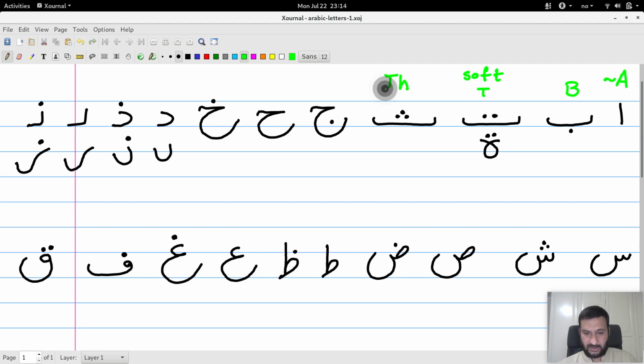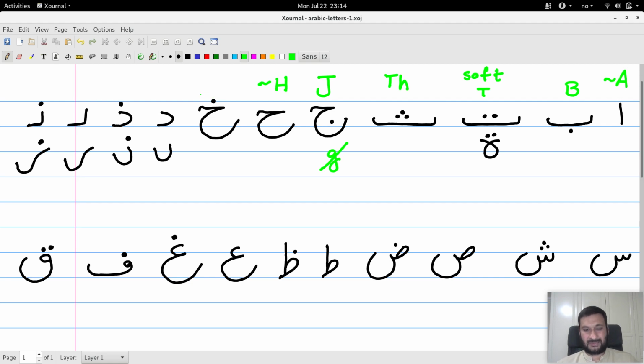Jim. This is J. It is not G. So I'll write G here and I'll cross it out. It's not G. Then this is Ha, which you can assume is close to an H, but the sound of H is from the bottom of the throat and this Ha is from the top of the throat. It's a different sound, but just for the sake of resembling it closely, I'll just mark it with H.